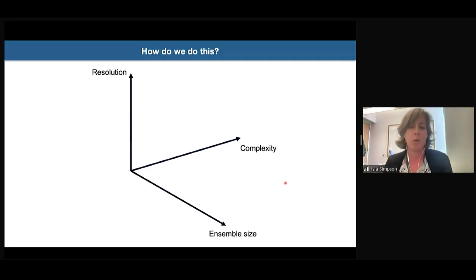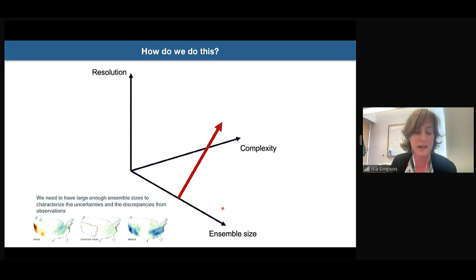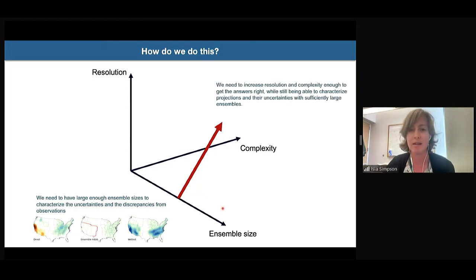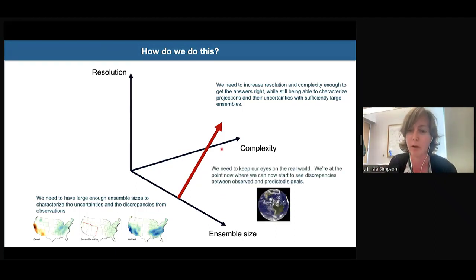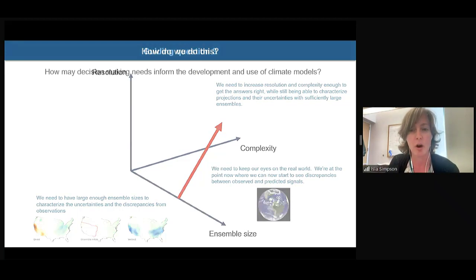There's always this trade-off between resolution and complexity and ensemble size if you have limited computational resources. And much like Tapio, I think we need to maintain the ability to have large enough ensembles. We need to be able to characterize the systems we're looking at and to be able to determine whether we have discrepancies from observations when you account for internal variability. But we need to move up this complexity and resolution axis enough to get the answers right and figure out what it takes to improve our projections and include those in our models while still retaining the ability to have large enough ensembles. And of course, we need to be keeping our eye on the real world because we're at the point now where we can start to see discrepancies between observed and predicted signals in the observational record.